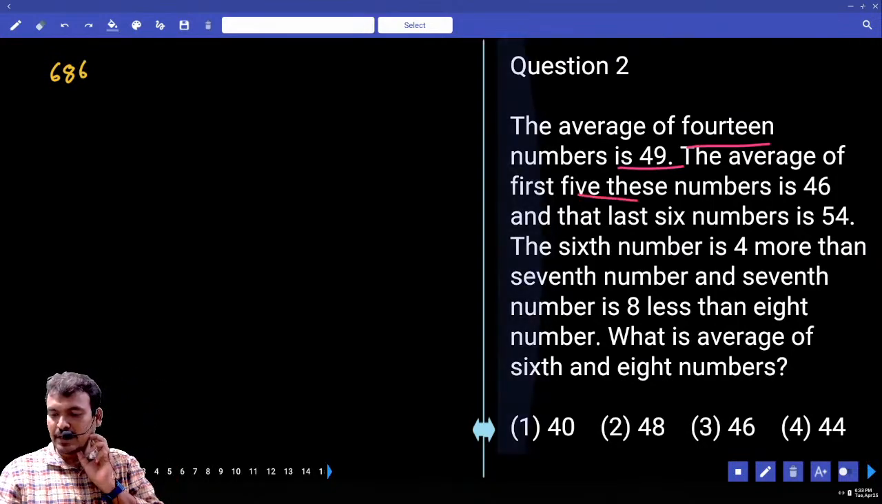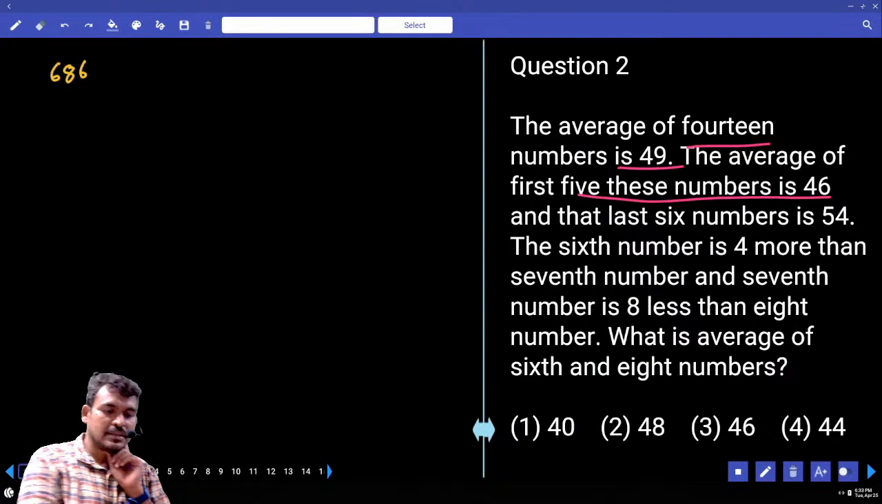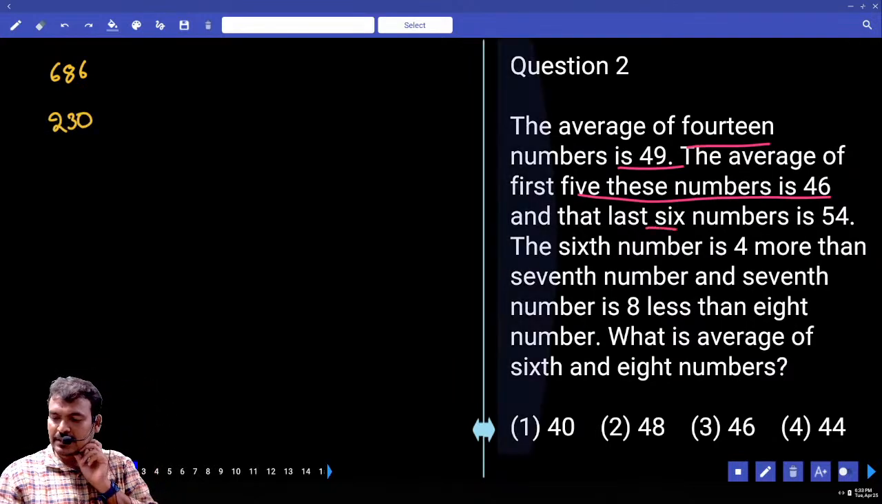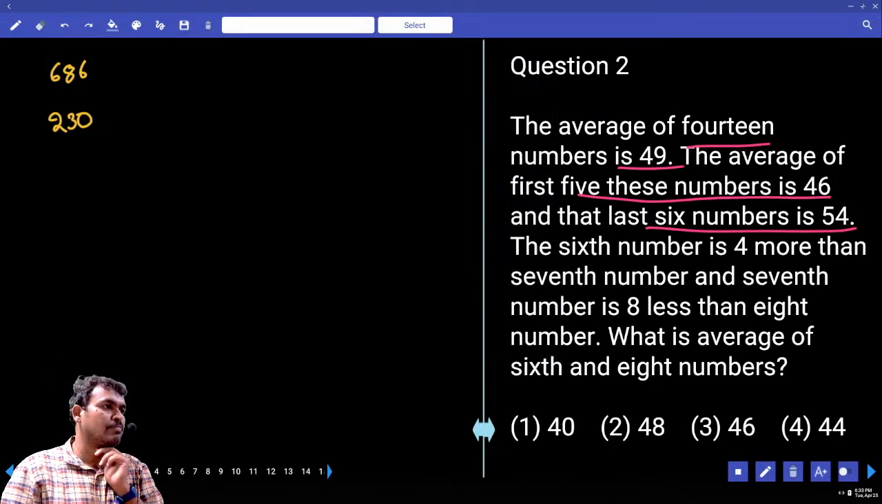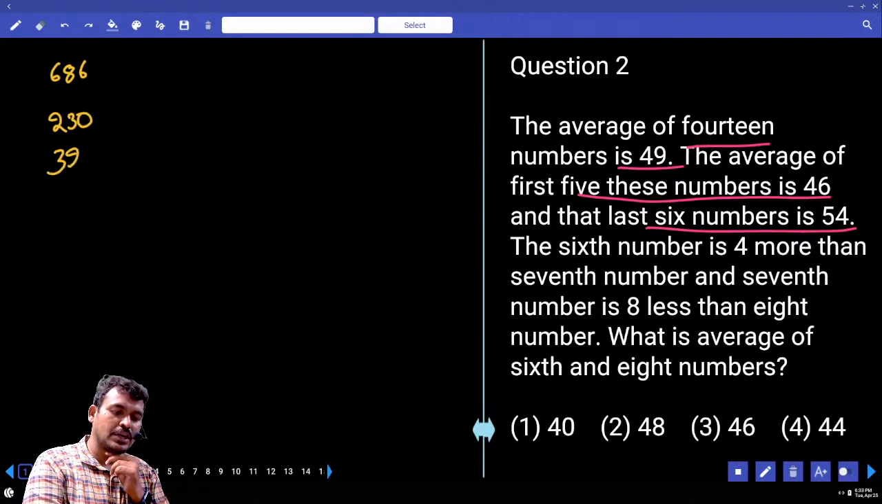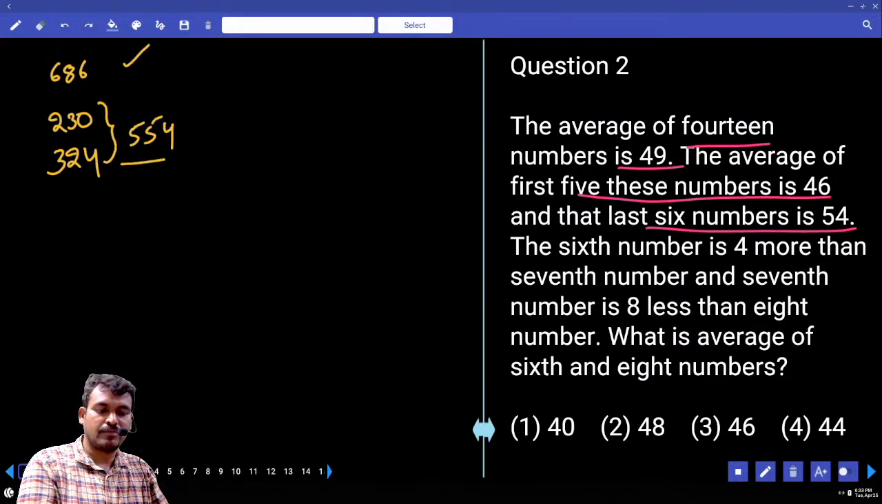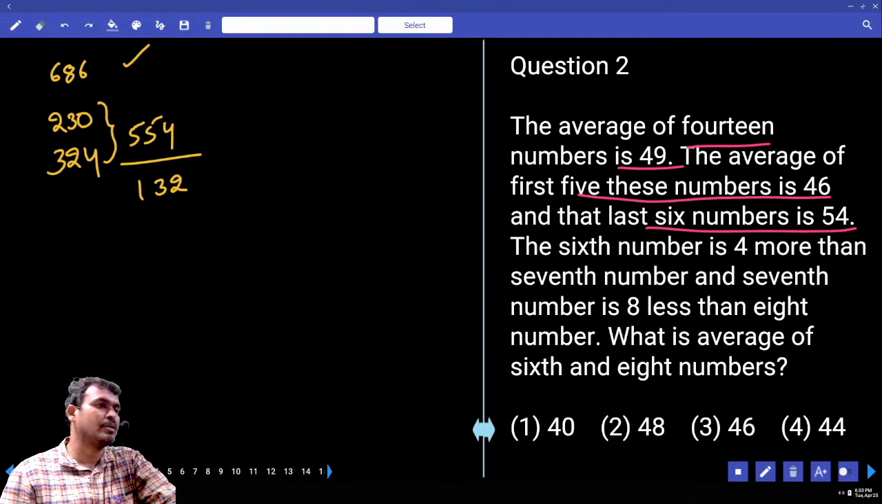In that, first 5 numbers average is 46. Sum is how much? 230. Last 6 numbers average 54. Sum is 54 into 6, nothing but 324. Both are adding how much? 554. Out of 686 we are subtracting 554. What is the remaining? 132. That is the sum of the remaining numbers.